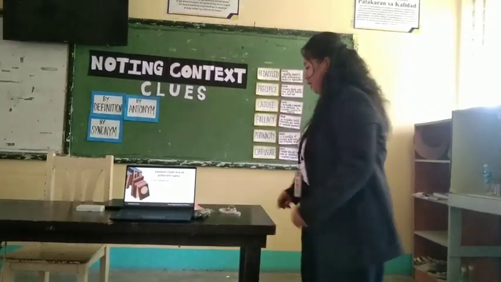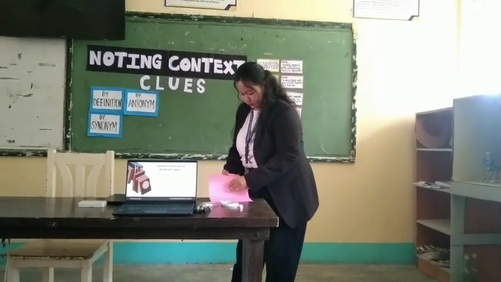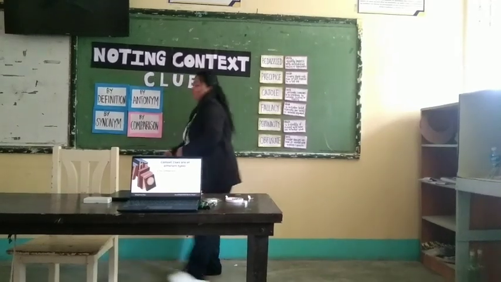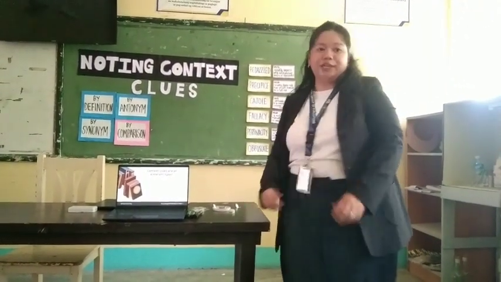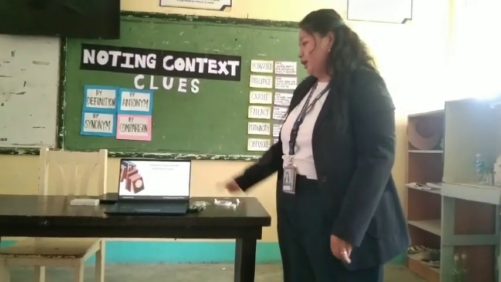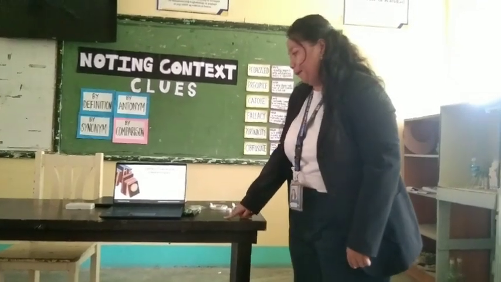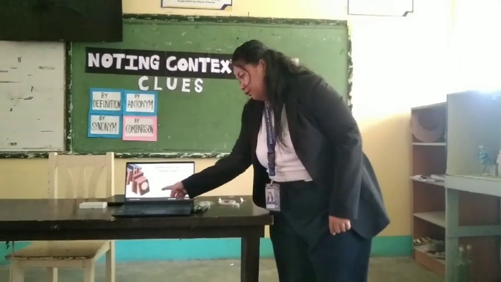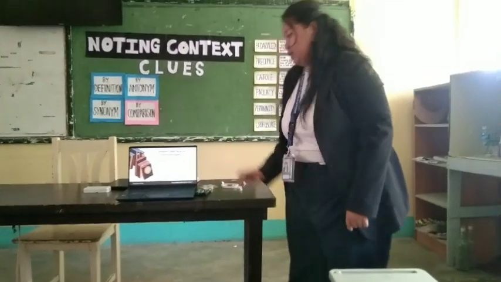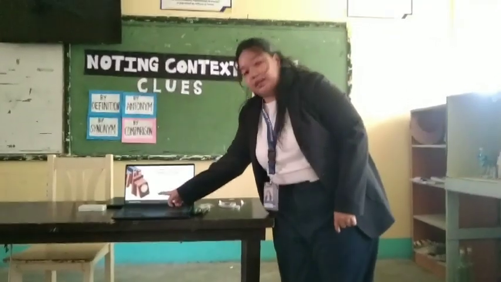Okay, next one is by comparison. Miss Lover, can you read? By comparison, a word with the same meaning as the unfamiliar word is placed with an object to be compared. Example: the stench of the garbage was like the smell of a rotten fish. Okay, good. So, what is used by comparison? A similar word with the same meaning of the unfamiliar word is placed with an object to be compared. For this example, the stench of the garbage was like the smell of a rotten fish. The unfamiliar word here is stench. So, stench is compared to the smell of a rotten fish.